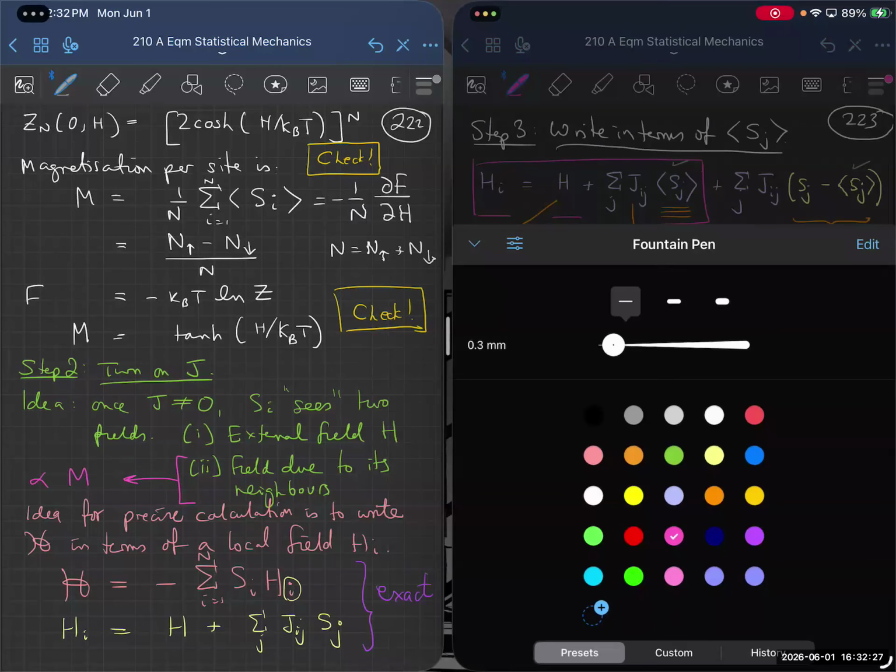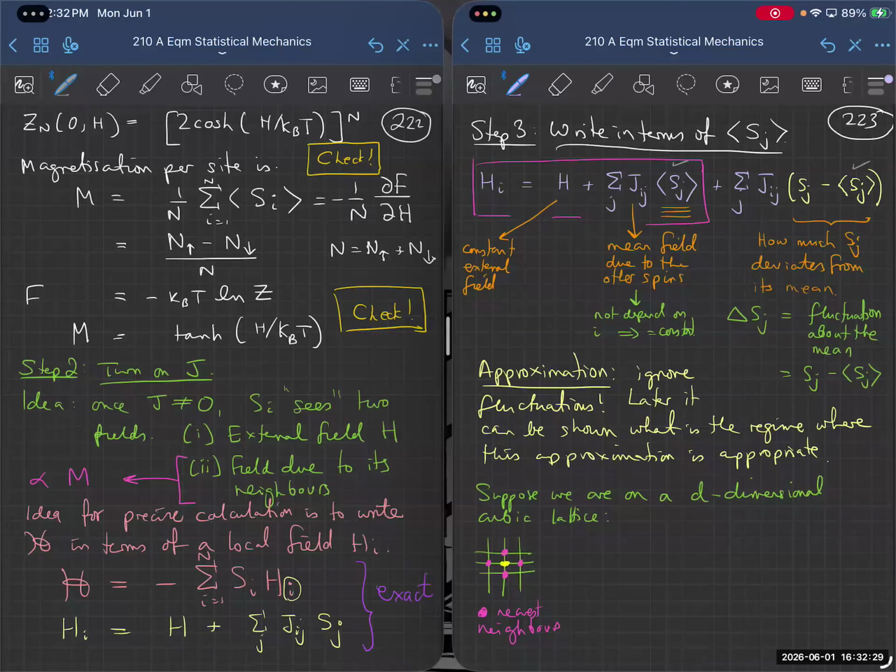And so how many nearest neighbors are there? Well, the coordination number is equal to the number of nearest neighbors, and that is equal to 2 times the spatial dimension. I'm going to call that coordination number little z. And you can see here that in one dimension, there'll just be 2 nearest neighbors, one on either side. In 2 dimensions, there's 4. In 3 dimensions, it's like this, there's 6. So you can see that it's going to be 2d.